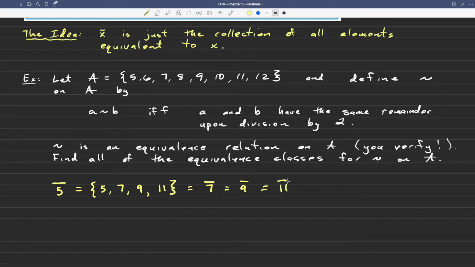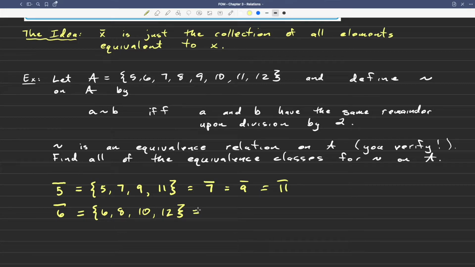Now let's look at an element that we haven't considered yet. We've done all the odds, so let's look at 6 bar. 6 bar would be all those things that have the same remainder as 6 when you divide by 2. So now we're talking about all the evens. So we'd get 6, 8, 10, and 12. And for the same reasons as before, if I take any element in this equivalence class and look at its equivalence class, I would get exactly the same equivalence class.